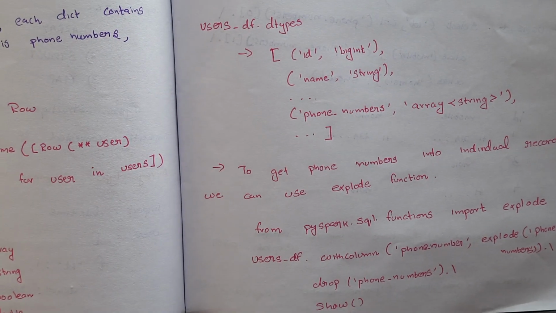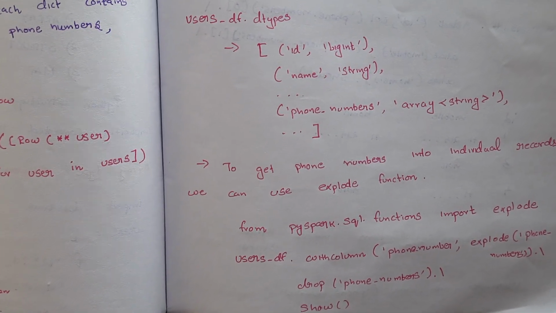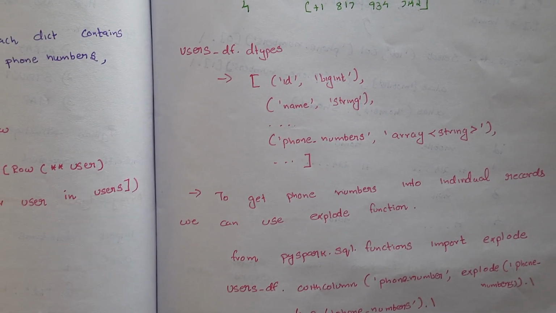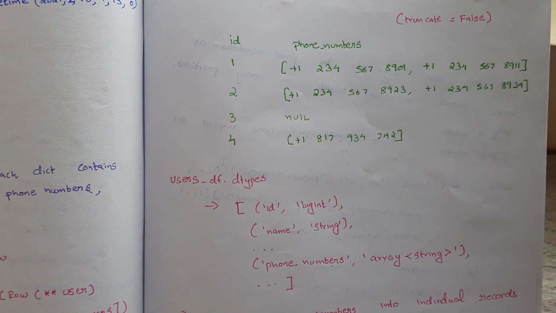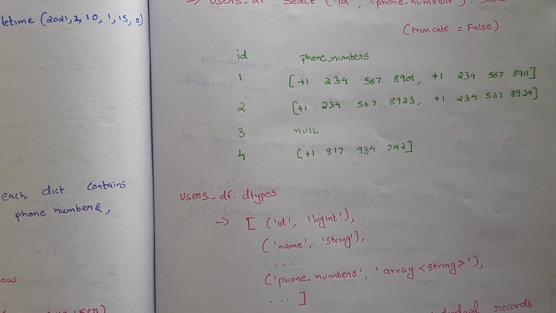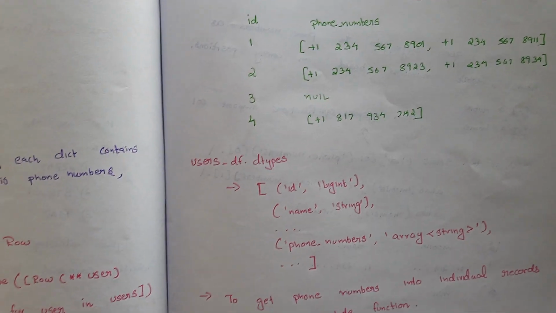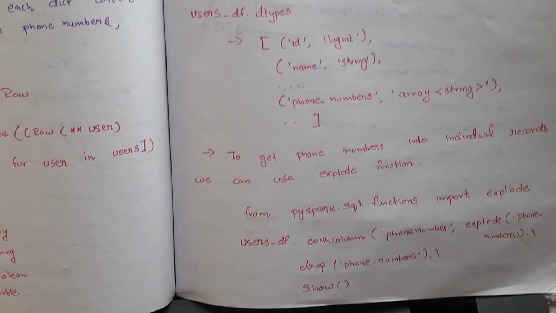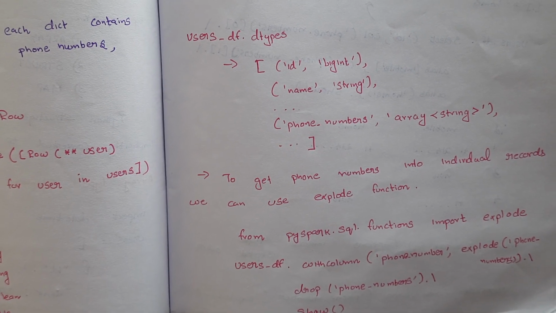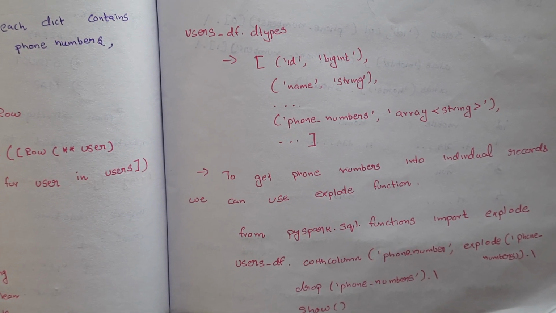Then to get the phone number into an individual record, we can use an explode function. Let's say in the previous example, if you simply print the df, you can see both the phone numbers are coming in a single row. If you want the phone numbers to be exploded as individual rows, we have to use an explode function here.